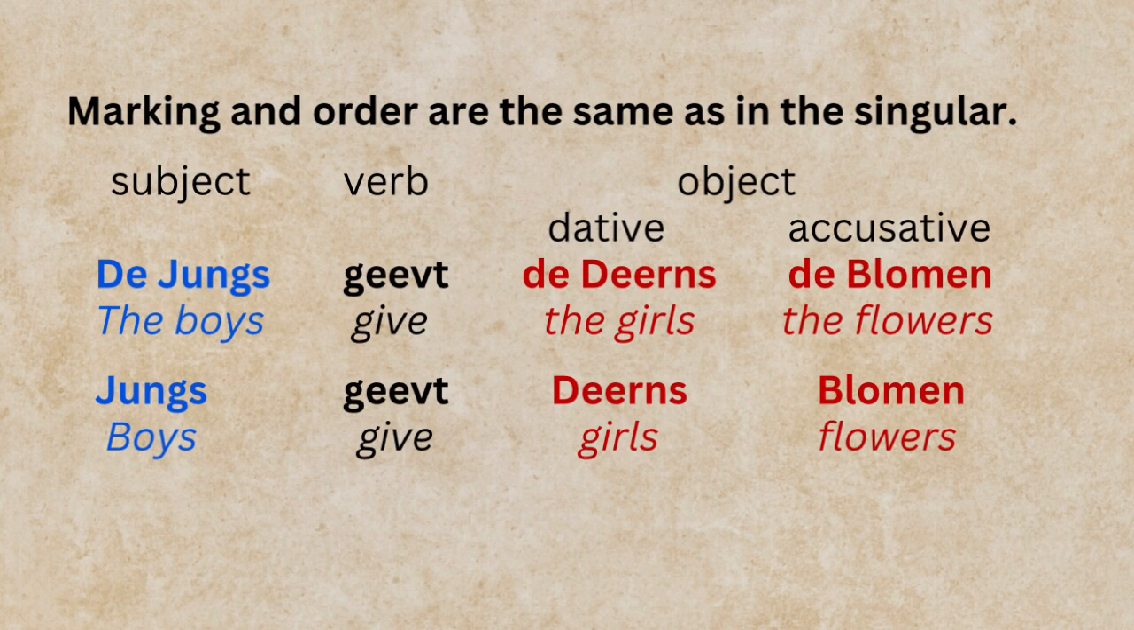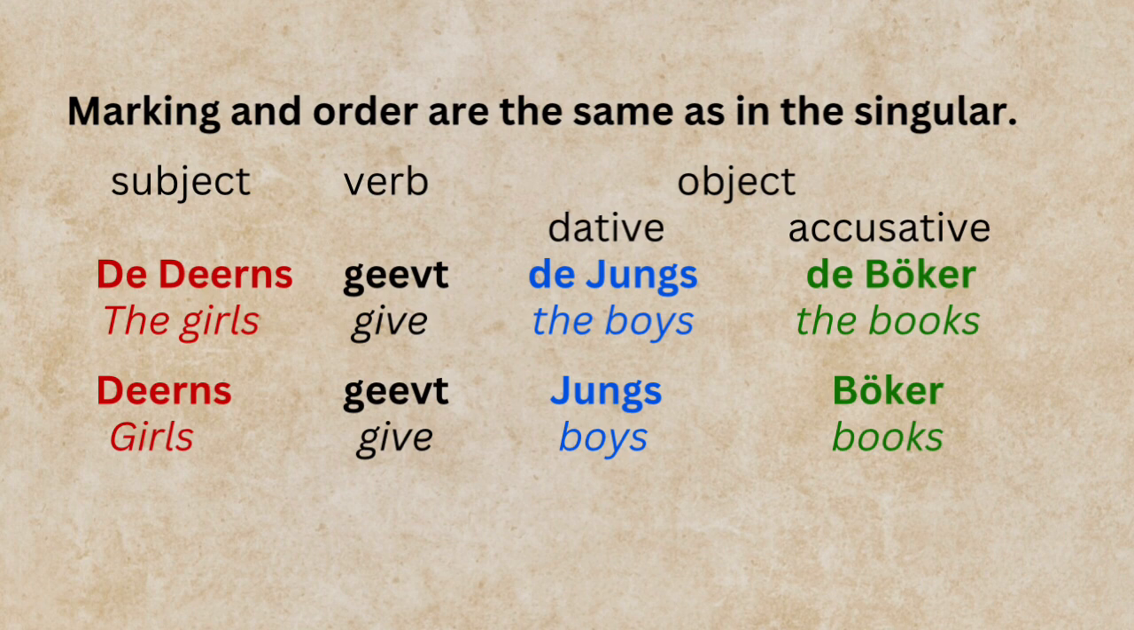Marking in order are the same as in the singular. De jongs gave de deens de bloem. Jongs gave deens bloem. De deens gave de jongs de beuken. Deens gave jongs beuken.